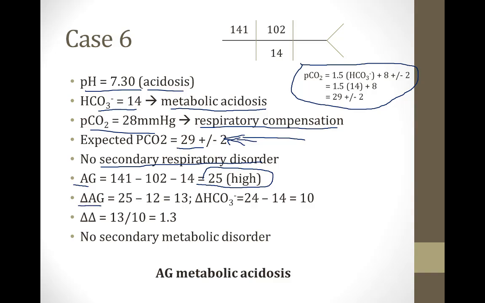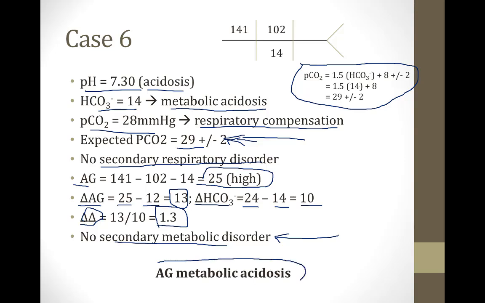The delta anion gap is the patient's anion gap minus a normal gap, which is 12, so that's 13. The delta bicarb is a normal bicarb, which is 24, minus the patient's bicarb of 14, which is 10. So therefore, the delta-delta ratio is 13 over 10, which is 1.3. And in the other modules on acid-base disorders, I discussed that a delta-delta from 1 to 2 is normal, and this rules out that there is a second disorder. We have determined that there's no secondary metabolic disorder using the delta-delta ratio. So this is a simple, pure anion gap metabolic acidosis.